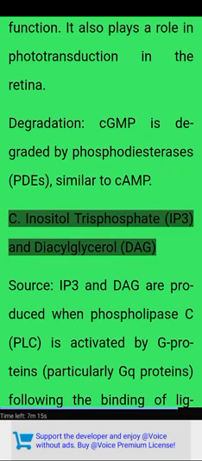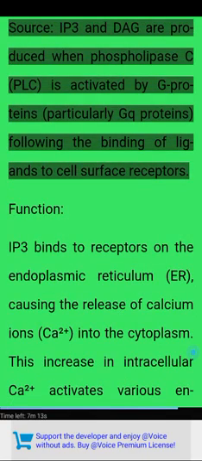C. Inositol trisphosphate (IP3) and diacylglycerol (DAG). Source. IP3 and DAG are produced when phospholipase C (PLC) is activated by G proteins, particularly Gq proteins, following the binding of ligands to cell surface receptors.